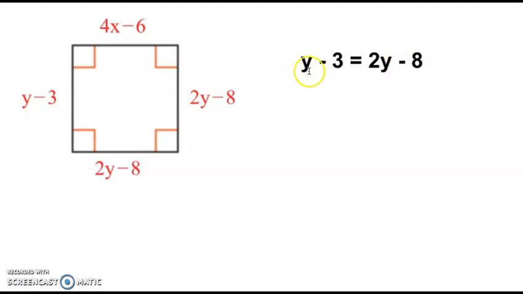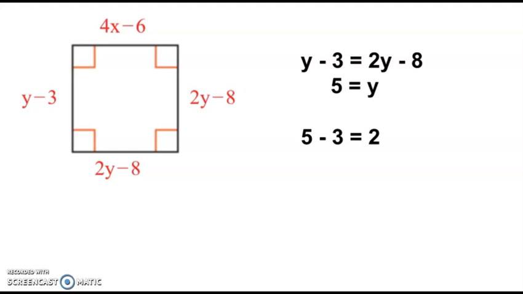So subtract y from both sides and add 8 to both sides. I'll get y equals 5. Now to find x, I've got to find the length of this whole side, because all the sides are the same and I can set that equal to it. So substituting 5 in for y, I get a side length of 2.